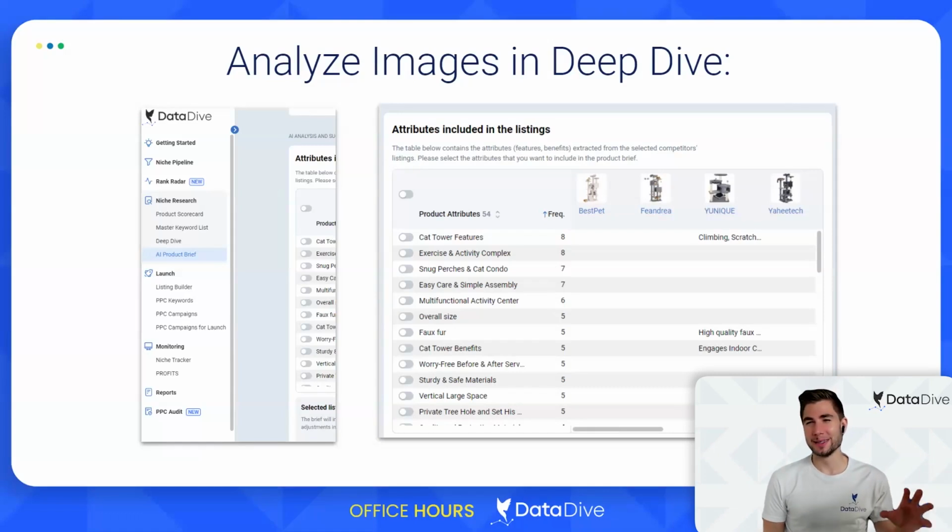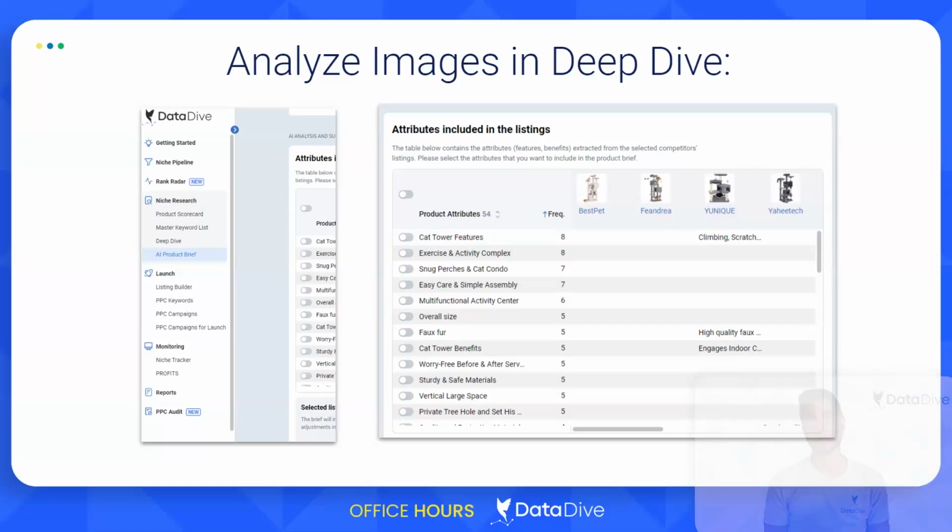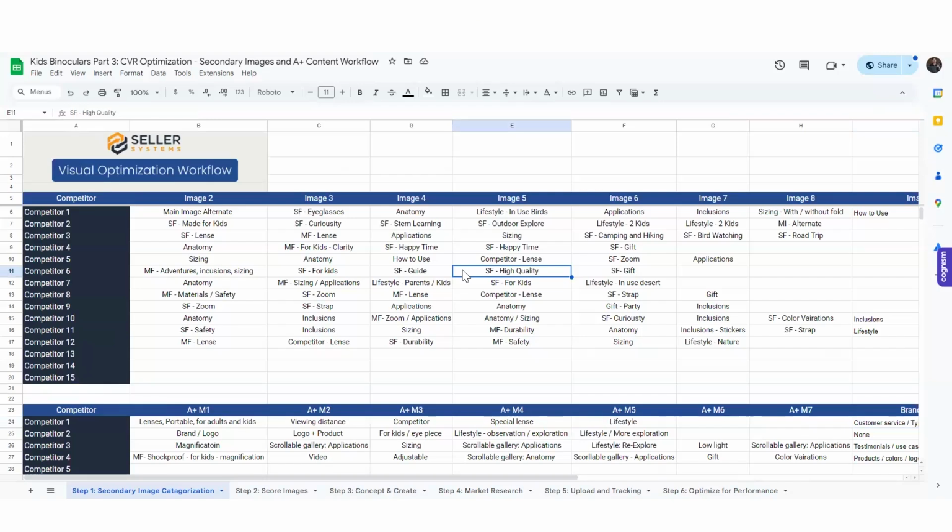I still like doing the image categorization, especially if you're new to conversion optimization, just because you're going to get a really good lay of the land on what your competitors are already doing. What you're going to find is when you run this through the AI product brief, you're going to see the exact same thing over and over again, and so there's not going to be any surprise.